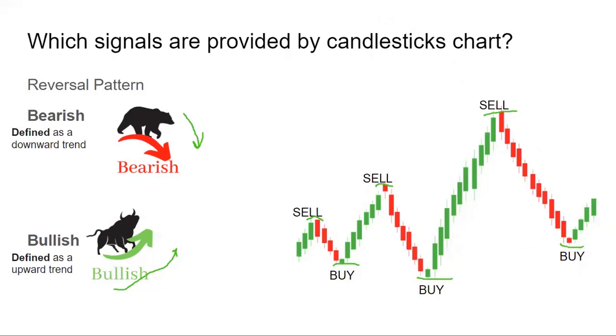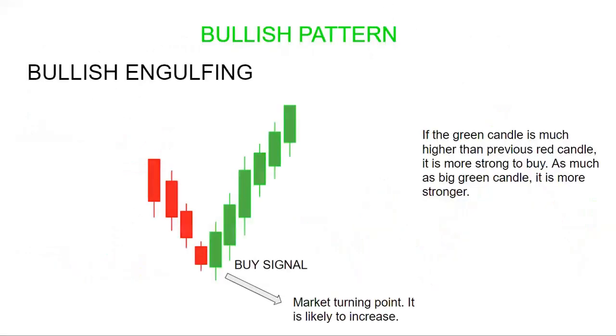Let me show you some bullish patterns. First of all, bullish engulfing. In this pattern, the red candle is engulfed by the following green candle. If the green candle is much higher than the previous red candle, it's a stronger buy. Here is a market turning point, it's likely to increase, and it's a buy signal.